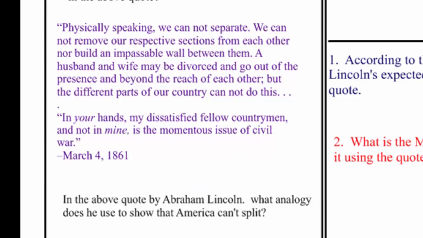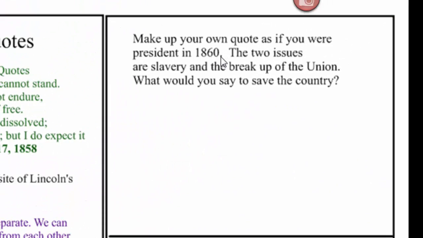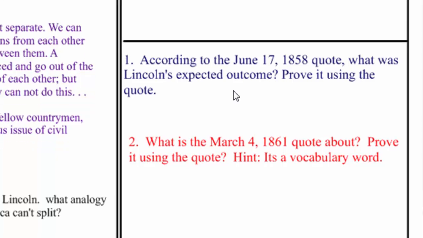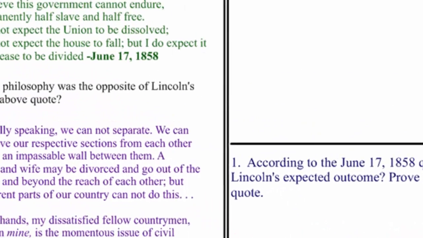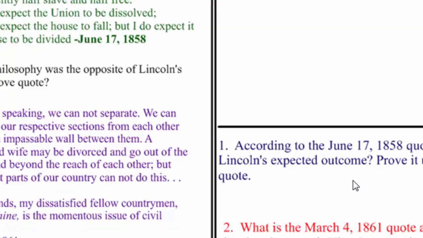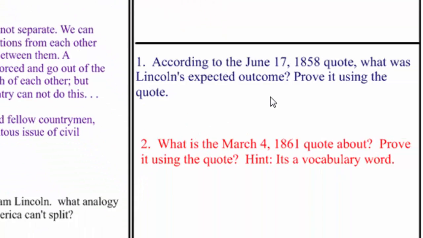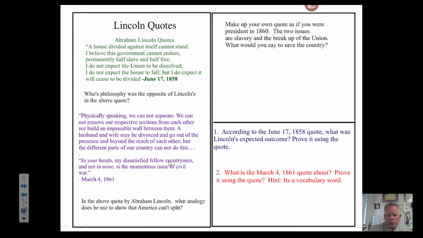All right, I want you guys to make up your own quote as if you were president in 1860. The two issues are slavery and the breakup of the Union. What would you say to save the country? Then answer these two questions. According to the June 17, 1858 quote, what was Lincoln's expected outcome? Prove it using the quote. So you're going to use this quote right here for that. And then what is the March 4th, 1861 quote about? This quote right here. Prove it using the quote. Hint, it's a vocab word.